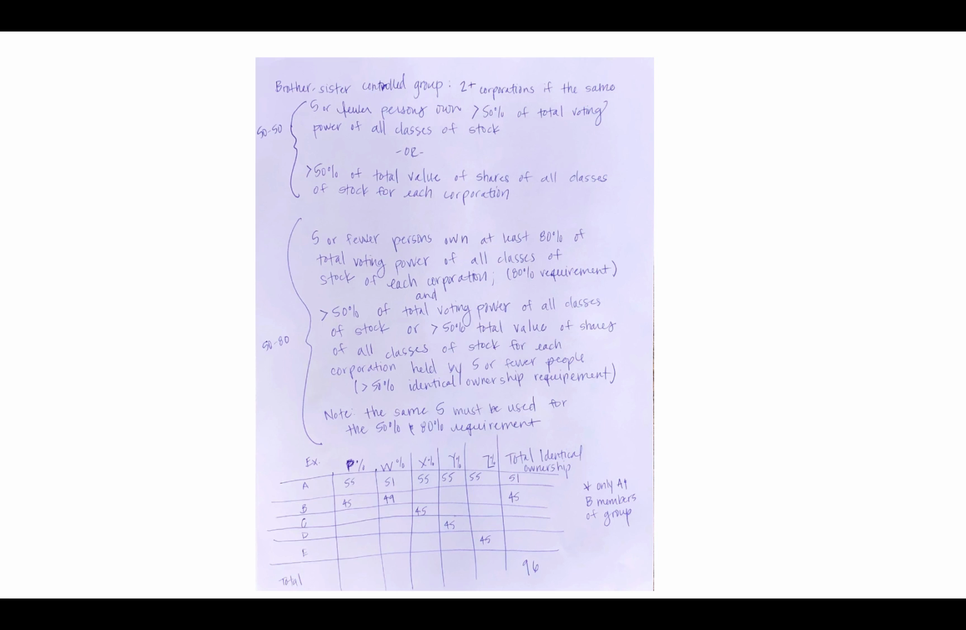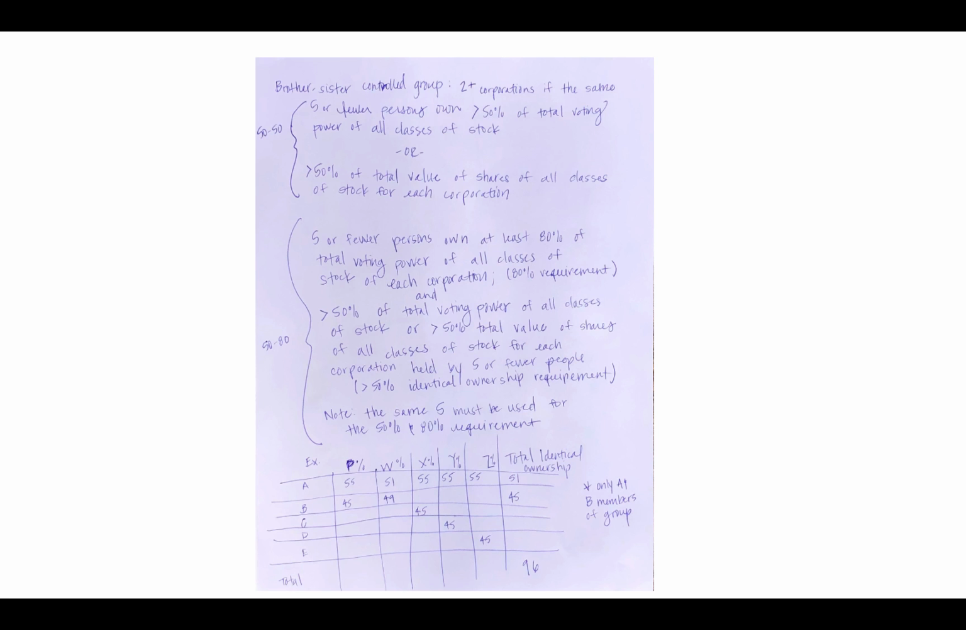So again, starting over, we have 5 or fewer people owning at least 80% of the total voting power of all classes of stock of each corporation. That's the 80% requirement. We also have to satisfy the 50% requirement. That says more than 50% of the total voting power of all classes of stock, or more than 50% of total value of shares of all classes of stock for each corporation, are held by 5 or fewer people. Okay, so that's the 50% requirement.